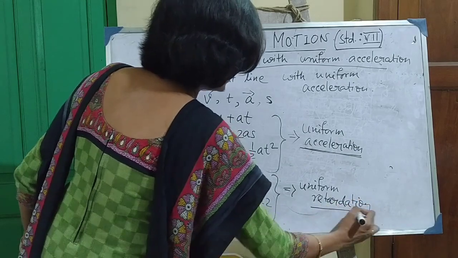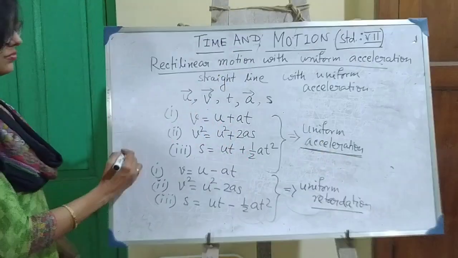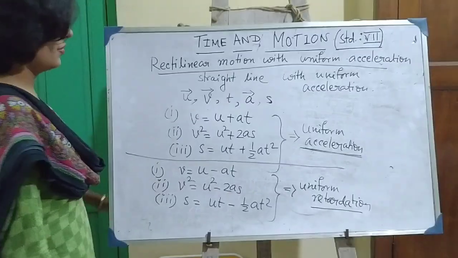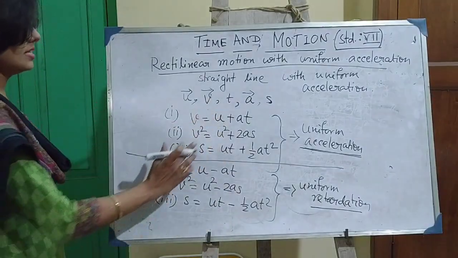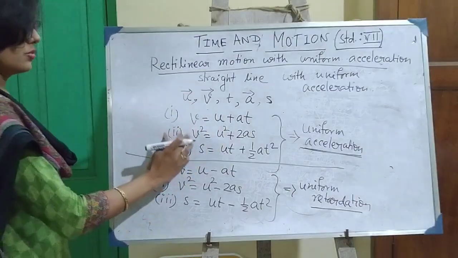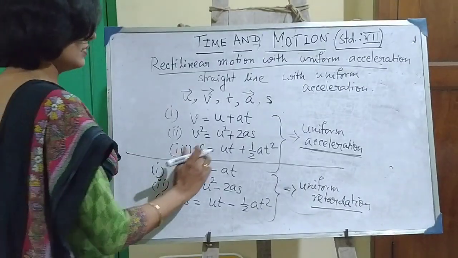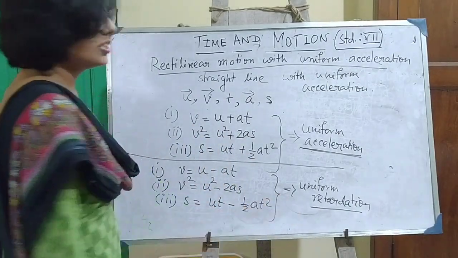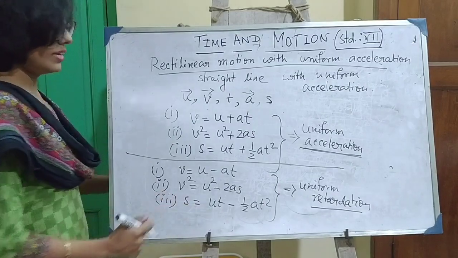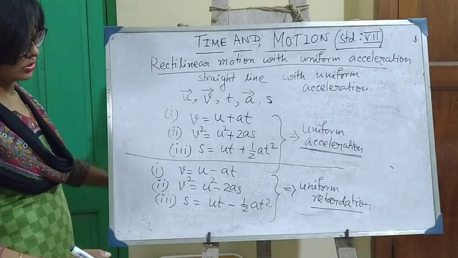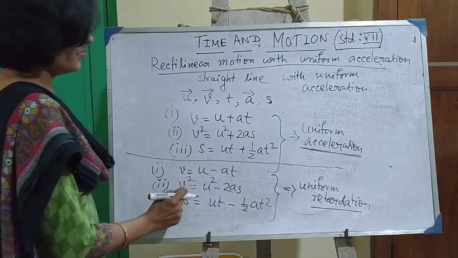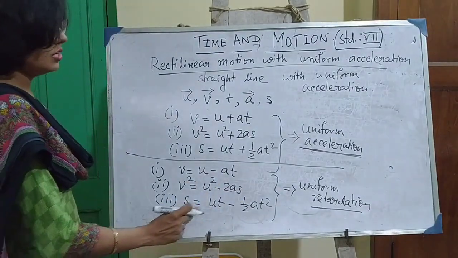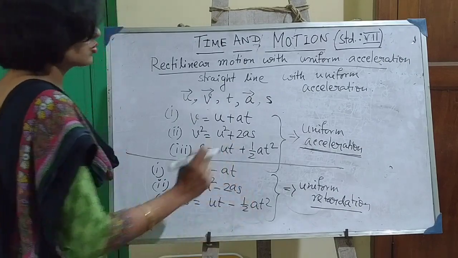Uniform retardation. Okay, so if the body is moving with uniform acceleration, then we get the three sets of equations: v is equal to u plus at, v square is equal to u square plus 2as, and s equals to ut plus half at square. If the body is moving with uniform retardation or uniform deceleration, then we get the equations of motion: v is equal to u minus at, v square is equal to u square minus 2as, and s equals to ut minus half at square.